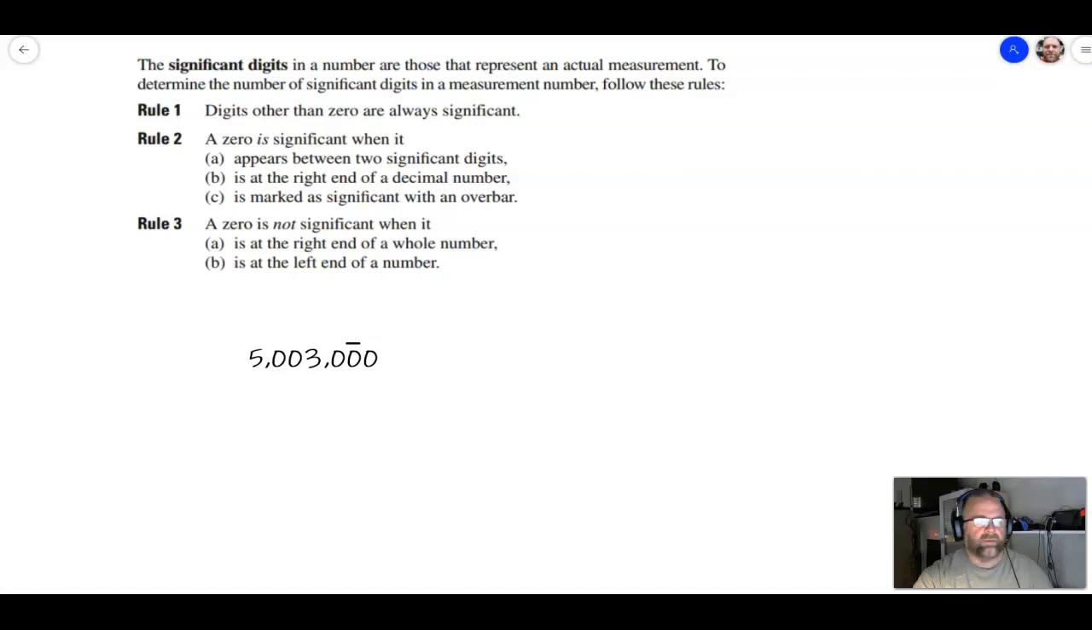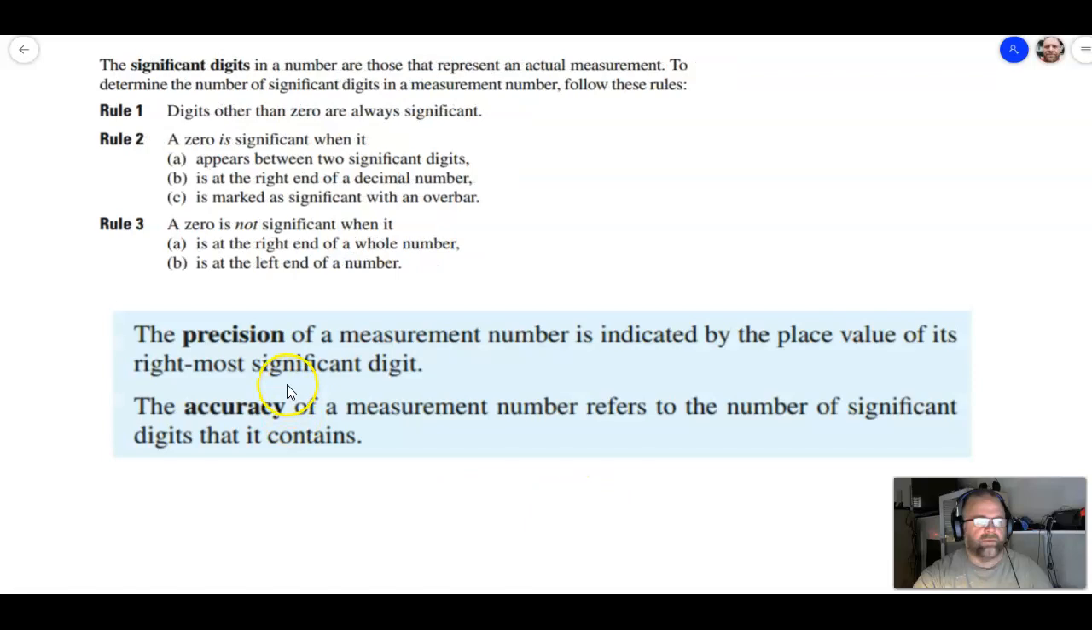So let's go ahead and take a look at accuracy and precision. All right, the precision of a measurement number is indicated by the place value of its rightmost significant digit, and the accuracy of a measurement number refers to the number of significant digits it contains. So the accuracy, we've really done that already, right? We're counting the number of significant digits in a value, and that would be its accuracy.